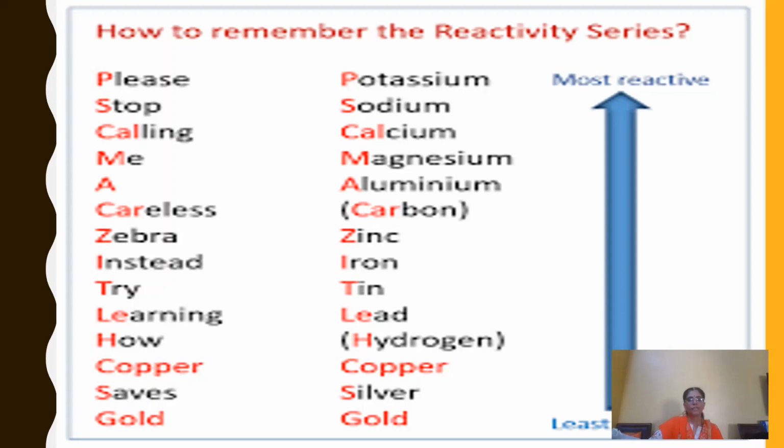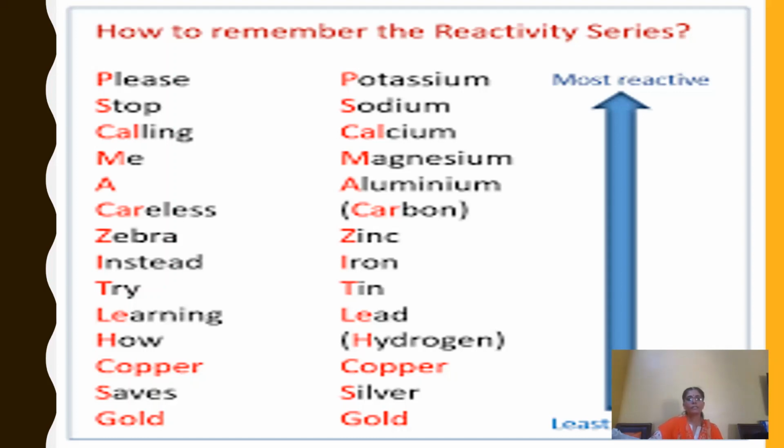In this, sodium and potassium, as we know, are very reactive metals, so they are at the top, the most reactive metals. And the last ones, silver and gold, we call non-reactive metals. That is why they are at the bottom of the reactivity series. This way you can keep it in mind and arrange them.